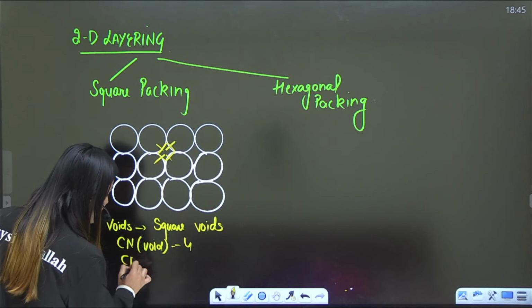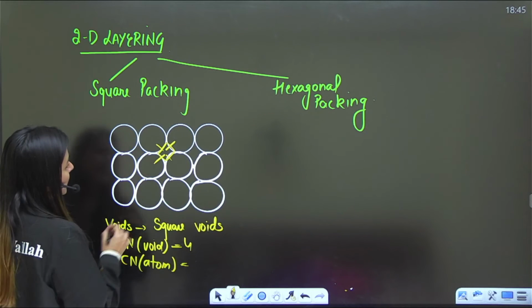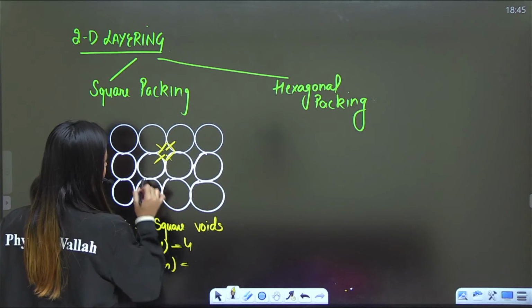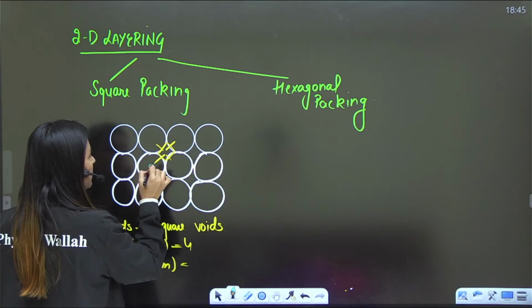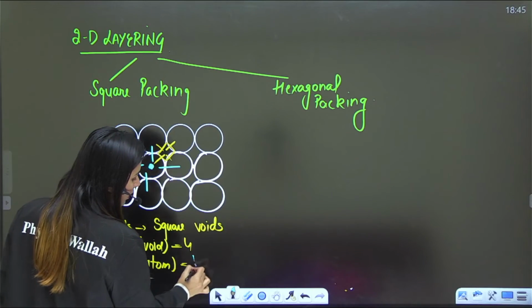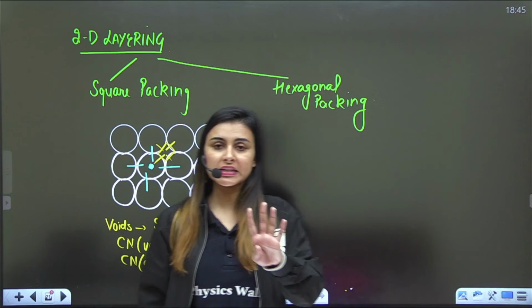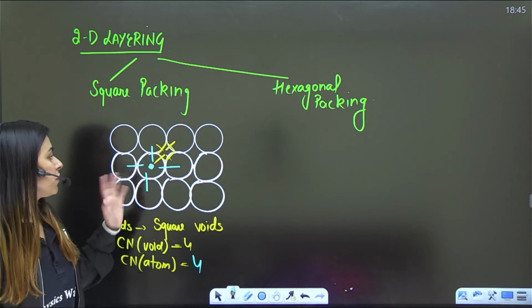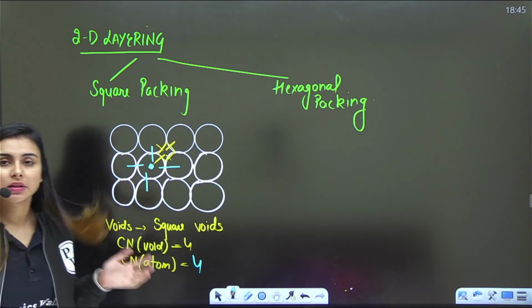So the coordination number of the atom here would be, let's talk about this particular atom. So this atom is directly connected to 1, 2, 3 and 4 atoms. So the coordination number of the atom is also 4 here. Right? Yes. So this is how we can see the first type of packing. Now let's talk about the hexagonal packing.